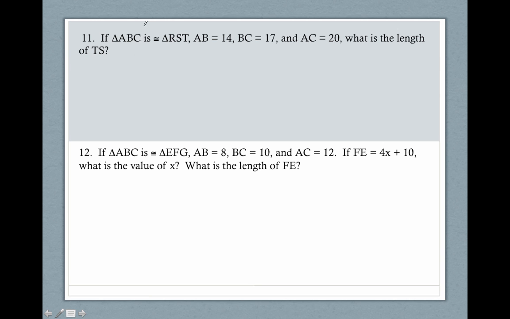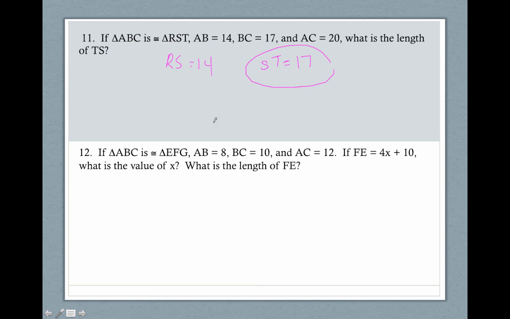Okay, we have ABC congruent to RST. AB is 14, which means RS is 14, because AB and RS are in the same positions. BC is 17, so ST is 17. And that's what we were asked. TS and ST are the same. So 17.